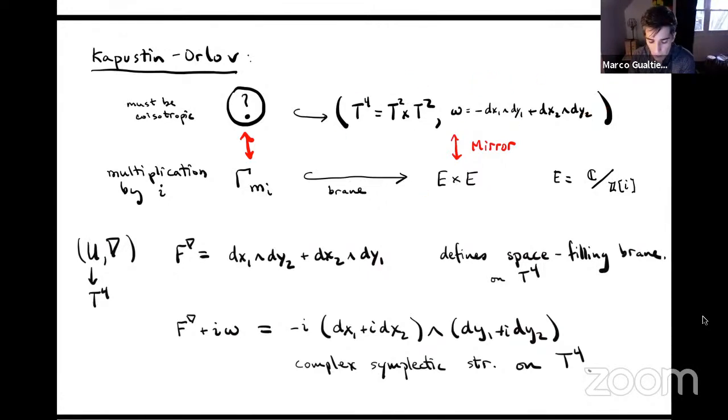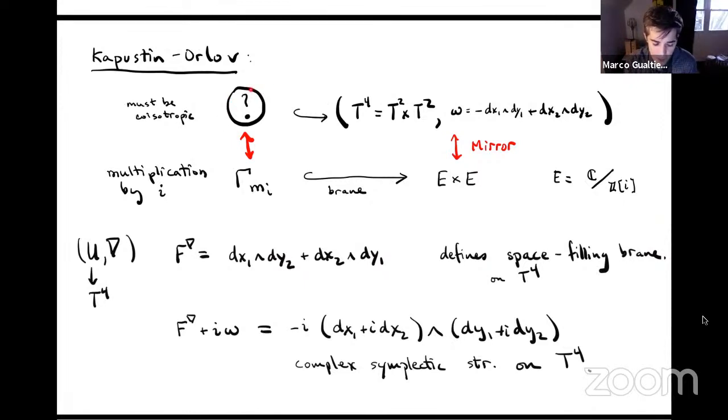And then they noticed that because E has complex multiplication, there's a very special brane in the derived category of coherent sheaves of E cross E. That brane is the graph of the multiplication by i. So this is a half-dimensional brane inside E cross E. And they said, well, this should be a mirror to something in the Fukaya category of this symplectic manifold. They computed what its Chern classes should be, and they found that it couldn't possibly be a Lagrangian.